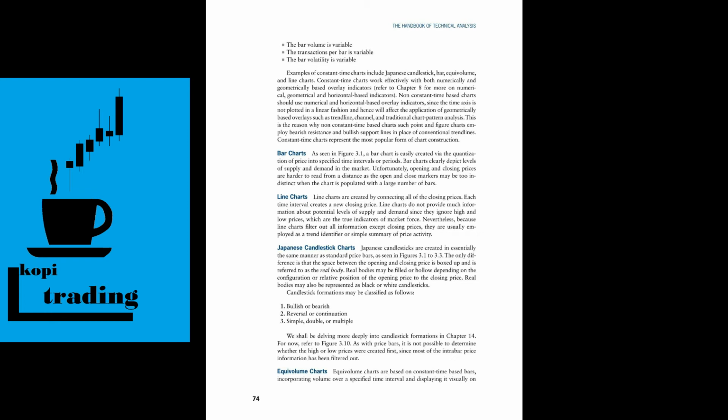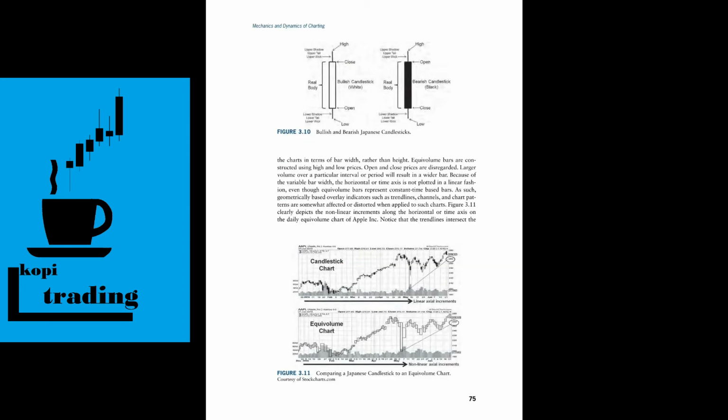Equivolume charts are based on constant time-based bars, incorporating volume over a specified time interval and displaying it visually on the charts in terms of bar width rather than height. Figure 3.10. Bullish and bearish Japanese candlesticks. Equivolume bars are constructed using high and low prices. Open and close prices are disregarded. Larger volume over a particular interval or period will result in a wider bar.